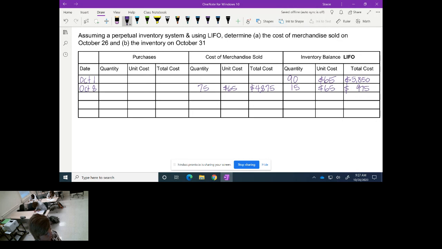All right. So now after that first sale, we're left with 15 of the $65 units. So we have a total of $975 in inventory. All right, on the 17th, we are purchasing 85 units at $71 per unit. So our total purchase is $6,035.